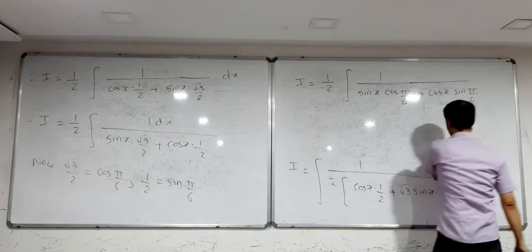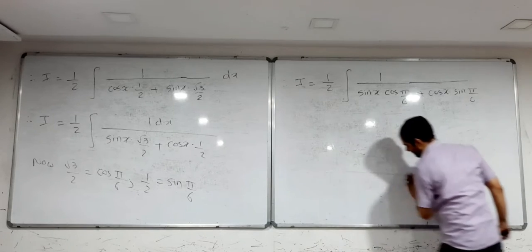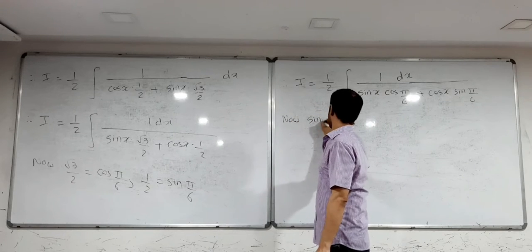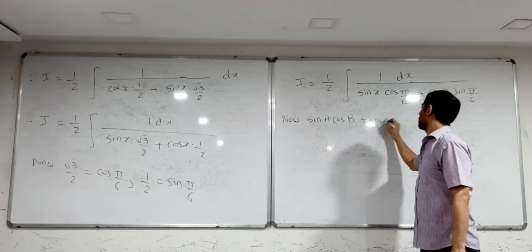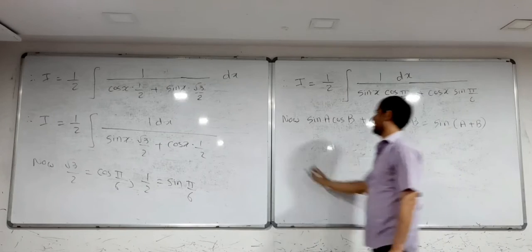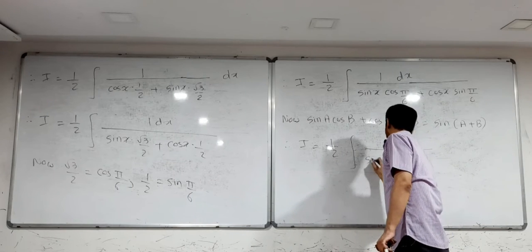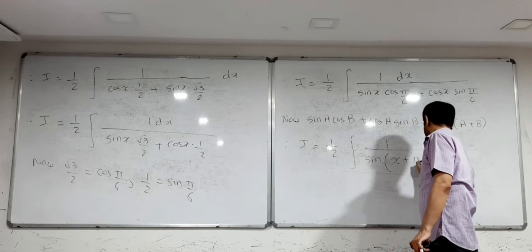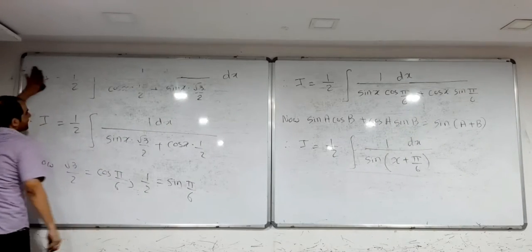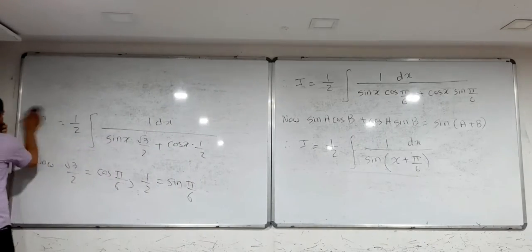The denominator is of the form sin x cos y plus cos x sin y, so directly the formula applies. Therefore sin a cos b plus cos a sin b is sin of a plus b. Easy. So I is half integration of 1 upon sin of x plus pi by 6 dx. What is 1 upon sin? 1 upon sin is cosec x.